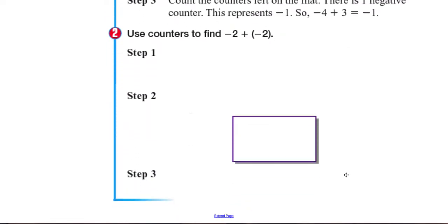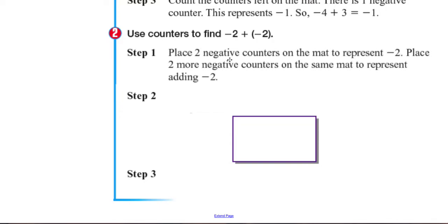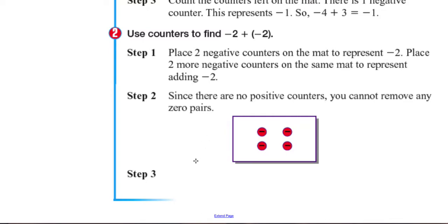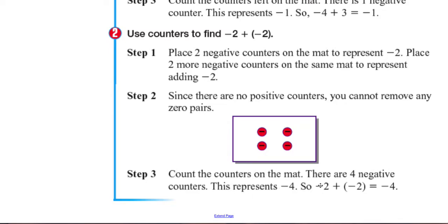Okay? Let's take a look at example number 2. We want to find out negative 2 plus negative 2. So again, first step, place 2 negative counters on the mat to represent negative 2. And then since we're adding negative 2, place 2 more negative counters on the same mat to represent adding negative 2. So you have negative 2 plus negative 2. Since there are no positive counters, you cannot remove any 0 pairs. So simply count the number of counters on the mat. There are 4 negative counters. This represents negative 4. So negative 2 plus negative 2 is equal to negative 4.